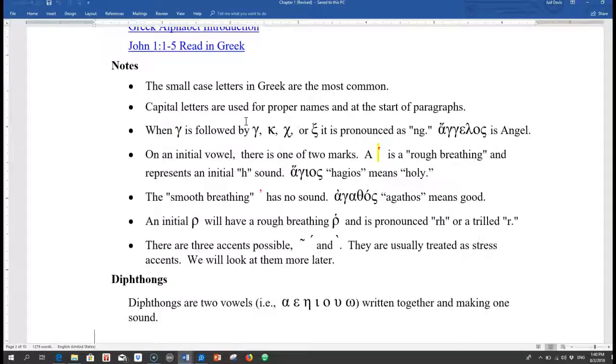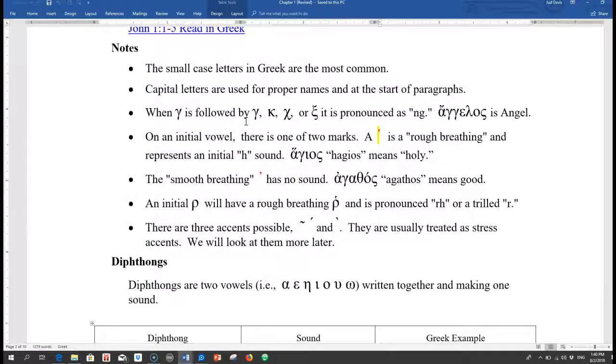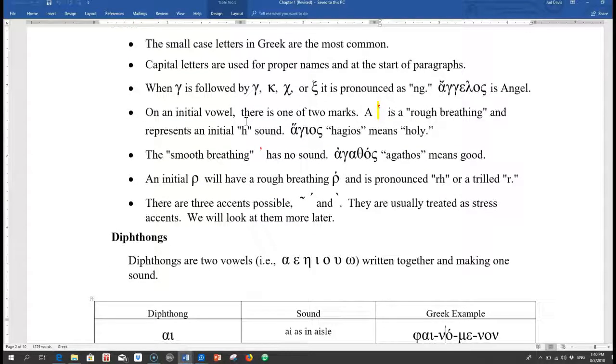Now, a couple little add-ons here. Small case letters in Greek are the most common. Capital letters are used for proper names and the start of paragraphs. So you don't start sentences off with a capital in Greek. It's only the start of the paragraph or a proper name.